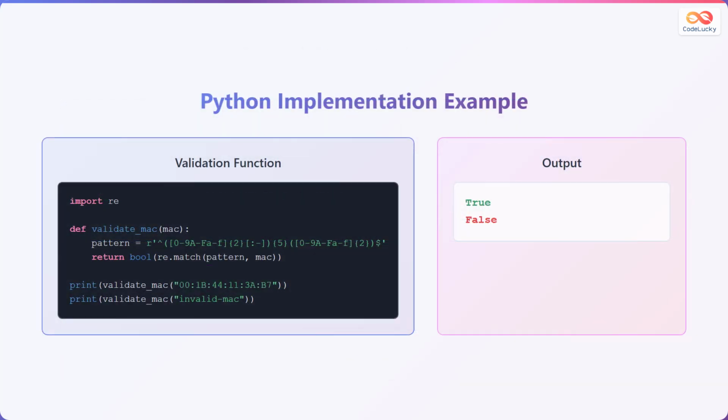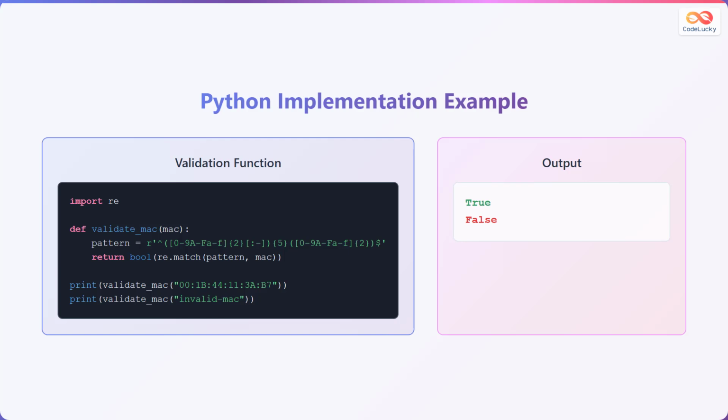Here is an example of validating a MAC address using Python. First, import the regular expression library. Then define a function called validateMac that takes mac as an argument. Inside the function, define the regular expression pattern as a raw string, starting with a caret symbol, followed by an opening parenthesis, 0 to 9, A to F, a to f. Here, the hexadecimal characters are represented by A to F in both uppercase and lowercase.